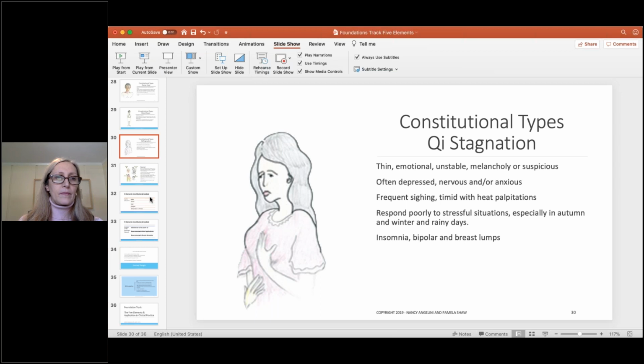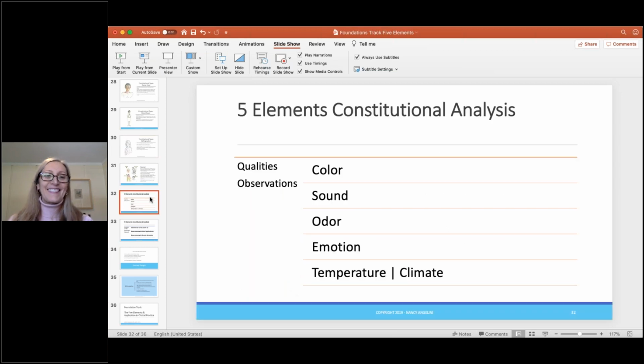We are seeing fire, fire, fire, fire, fire type with blocked water. Fire, fire, fire, fire. Good, great, good job.